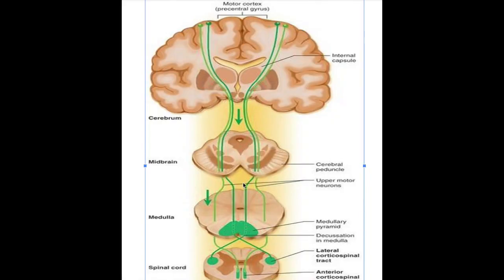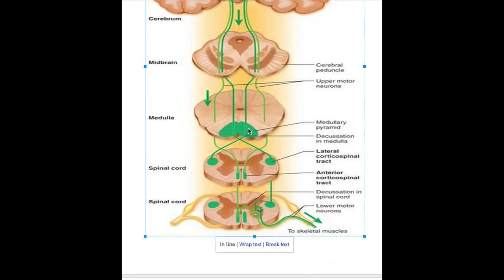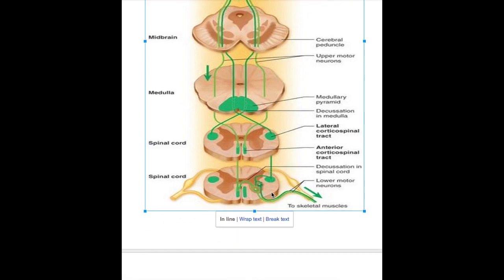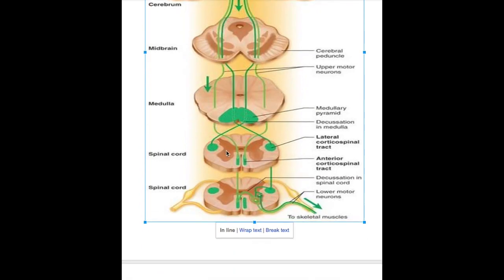Lateral corticospinal tract fibers cross over in the medulla and form the pyramid, and there they decussate and cross over to the opposite side. So any lesion below this level produces an ipsilateral lesion, whereas the anterior corticospinal tract does not decussate in the medulla. They go ipsilaterally and then they cross over in the spinal cord. Then they supply muscles on the opposite side.